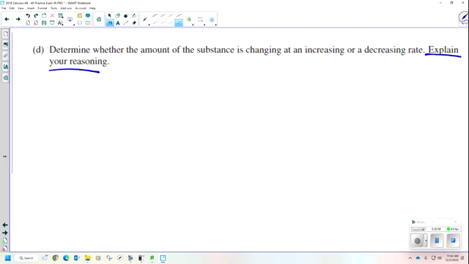So the amount of substance is changing at an increasing or decreasing rate. Be very careful in two spots here. This isn't that difficult of a problem if you are careful, not with your math, but with your understanding.